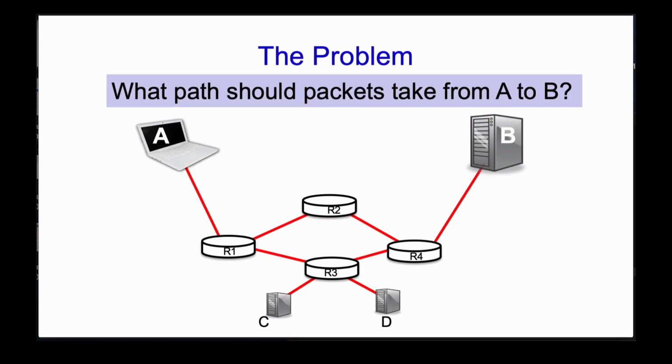The basic problem that we're trying to solve is, what path should packets take from A to B? Should the path be picked by the end host A, or by the routers, or by some central external controller? Which path should we pick, and on what basis should we pick it? For example, should we pick the shortest path, the least congested path, a randomly picked path, the safest path? There are many choices that we have.